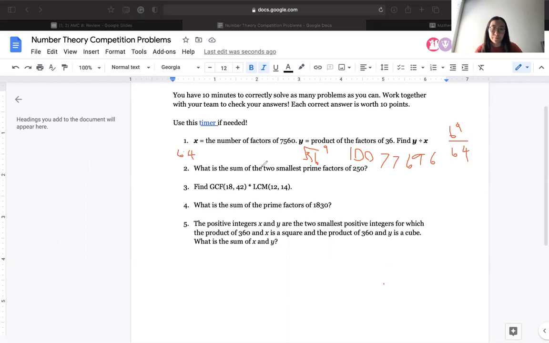100777696, that's the final answer. The sum of the two smallest prime factors of 250, basically just find the prime factorization. And the two smallest prime factors are 2 and 5. So 2 plus 5 equals 7.